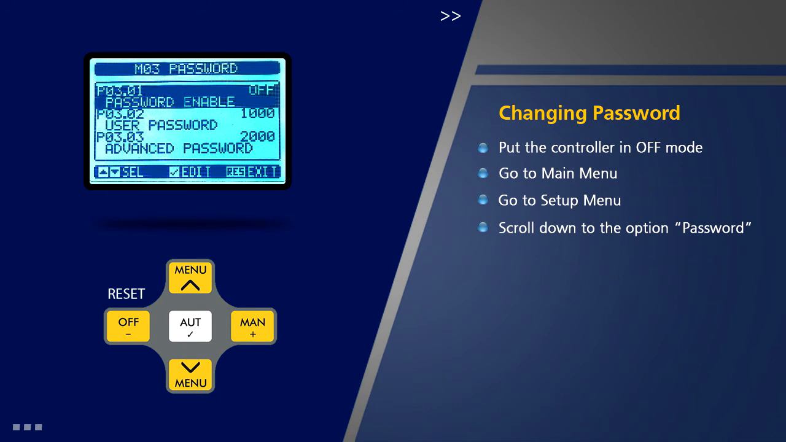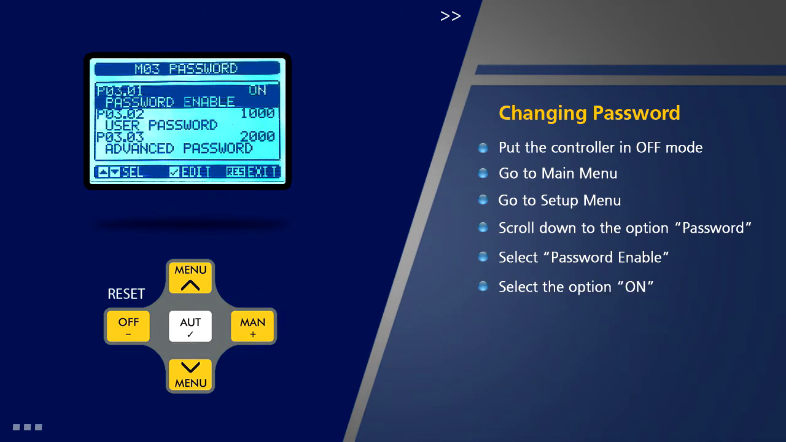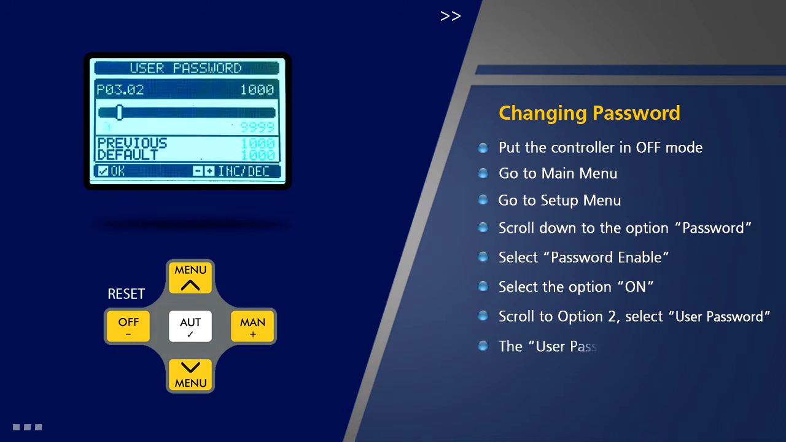Now select the option Password Enable. Enable the password by selecting the option On and press OK. Now scroll to option 2 on the Password page, select User Password and press OK. The user password page will appear. The default password is set as 1000.